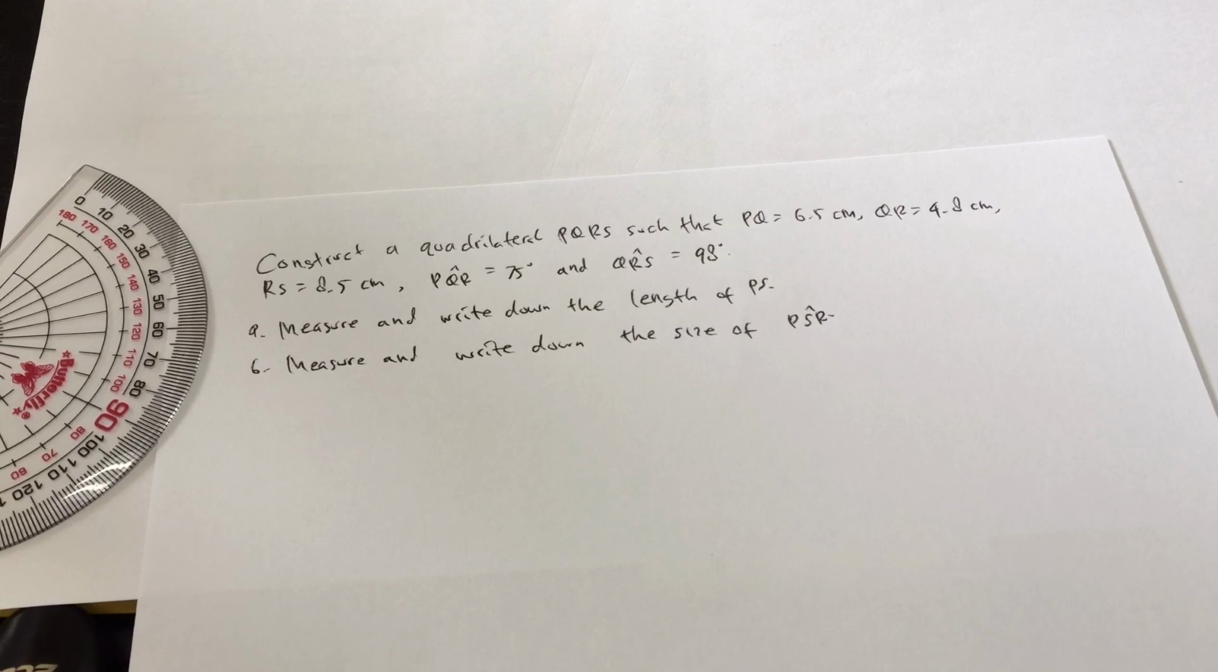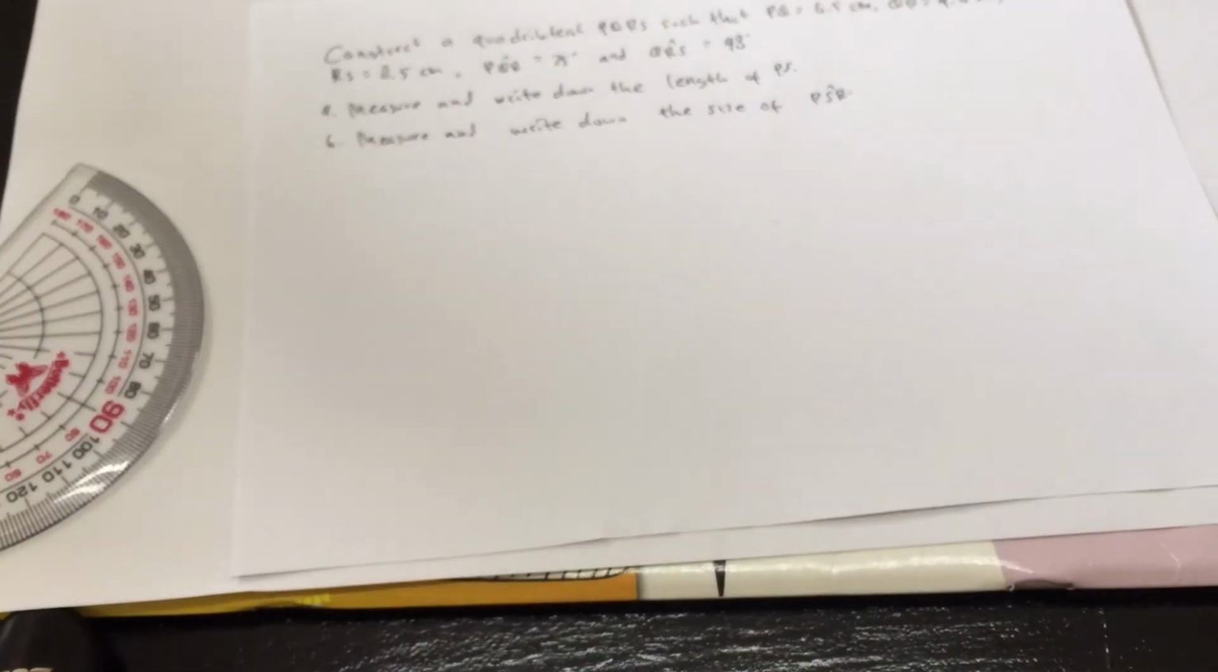Constructing quadrilateral. Construct a quadrilateral PQRS such that PQ is 6.5 cm, QR is 4.8 cm, RS is 8.5 cm, PQR is 75 degrees, and QRS is 98 degrees. A. Measure and write down the length of PS. B. Measure and write down the size of PSR. So first, draw PQ 6.5 cm.